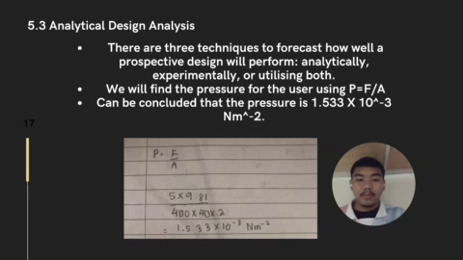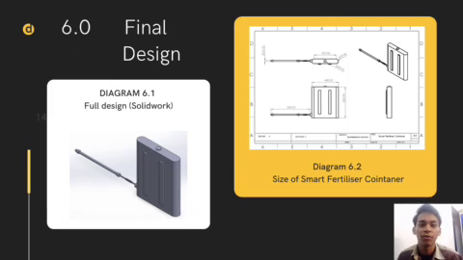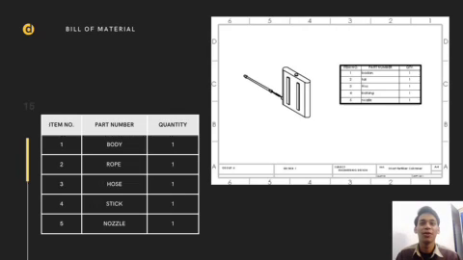Thank you. This is our full design in SolidWorks and the size of the smart fertilizer container in isometric drawing. For the bill of materials, the parts of the smart fertilizer container we have are body, rope, hose, stick and nozzle.